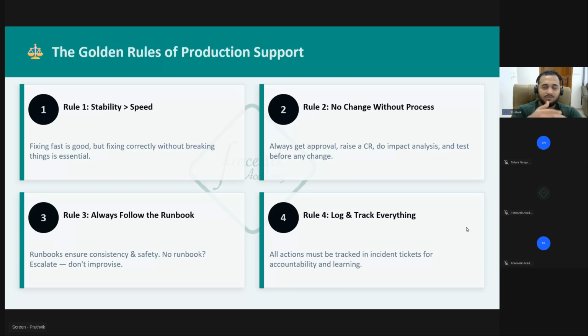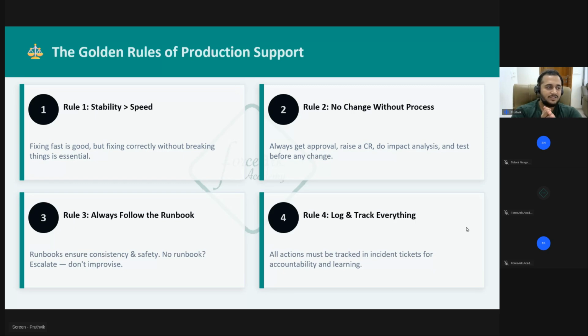Suppose something happens, and you have a feeling that restarting a server might fix it. You immediately do that without understanding what the root issue might be and what the impact of the restart might be. It might lead to a bigger issue altogether. That is something you need to totally avoid.